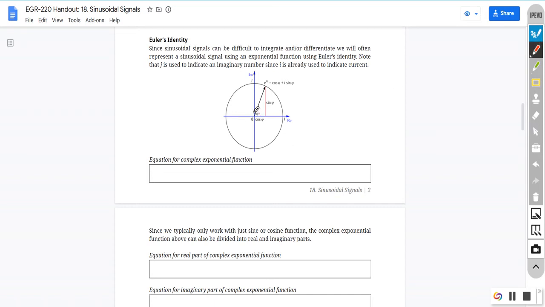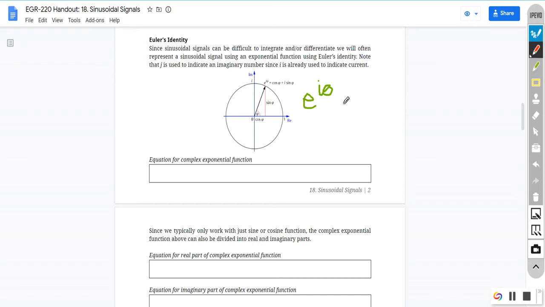So Euler found if I add those two green vectors up, because they are essentially vectors, cosine being in the real direction, sine being in the imaginary direction, then I will get e to the imaginary part of the angle. So normally you would use i, so you would get e to the i times whatever it is, so we would typically use some kind of theta to represent angle.